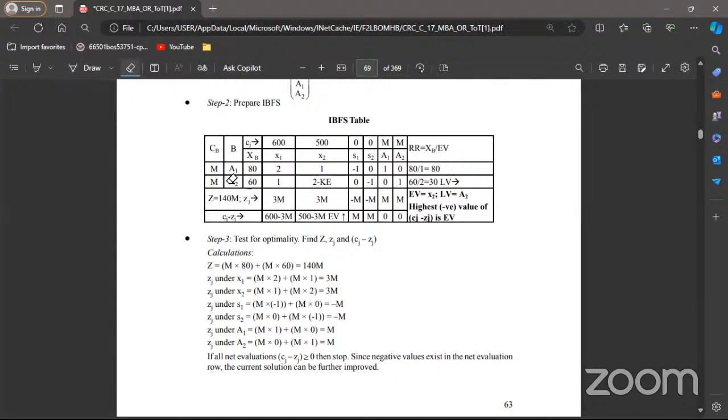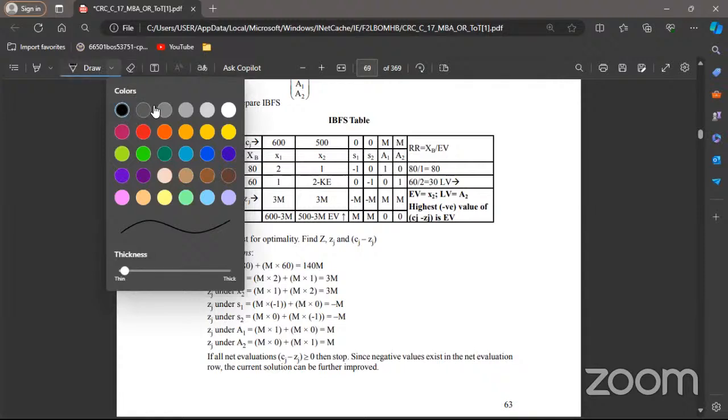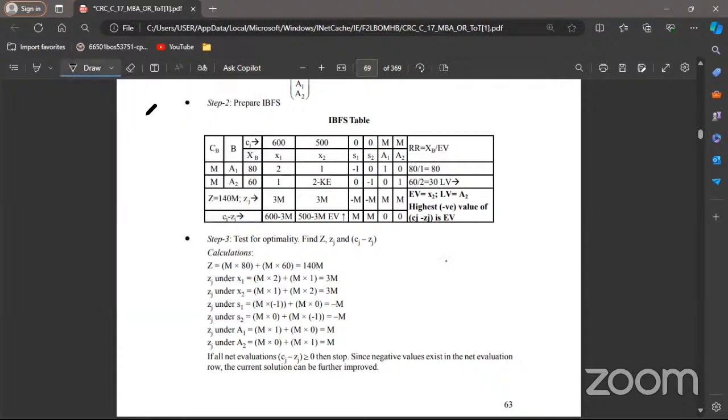The variables which we have added are the only ones eligible to enter. So slack can enter, artificial can enter, but surplus won't enter now. The contributions we have written here: X1 contribution is 600, X2 contribution is 500, and S1, S2, A1, A2 we have written. We have entered all the constraints here like this. Now again, we have to find Zj and Cj minus Zj. So 2 into M plus 1 into M is how much?